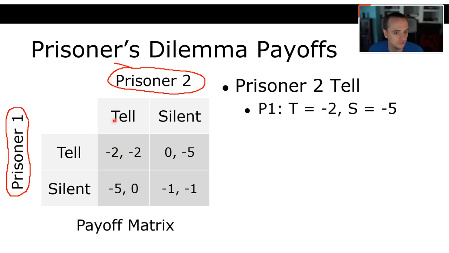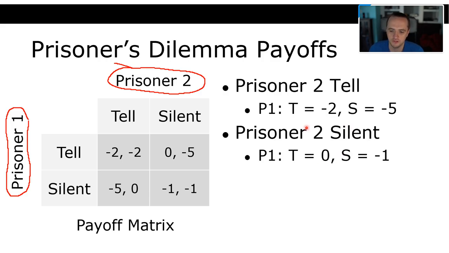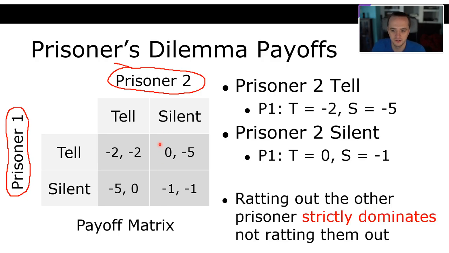If the other person tells, then you should tell, right? Because you get a better outcome. If prisoner two remains silent, then what should you do? Well, let's look down the column where prisoner two is remaining silent. If they remain silent and you tell, you get a zero. And if they remain silent and you remain silent, you get a negative one. So we can see here that if they tell, telling is better. And if they remain silent, telling is better as well. And so in this case, ratting out the other prisoner strictly dominates not ratting them out. Why? Because you always get a better outcome no matter what.